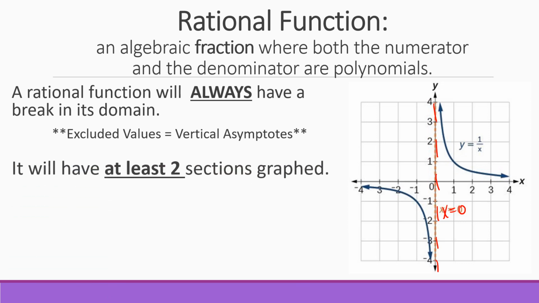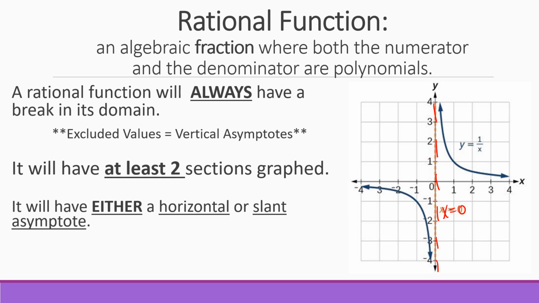Another thing about our rational functions is it will have at least 2 different sections graphed. It can have more depending on the asymptotes that it has, but you'll have at least 2, as shown in this picture. It will have either a horizontal or a slant asymptote. This example has a horizontal asymptote. It's actually not drawn, but you can see the far left-hand side of the graph is approaching y equaling 0, and the far right-hand side of the graph is also approaching y equaling 0. So this example has a horizontal asymptote.